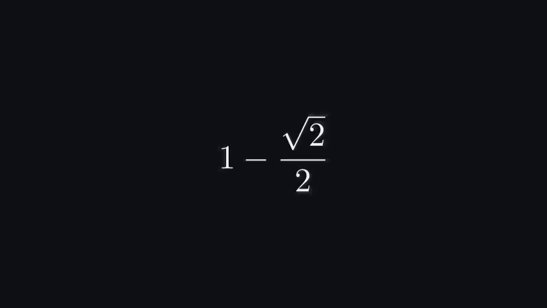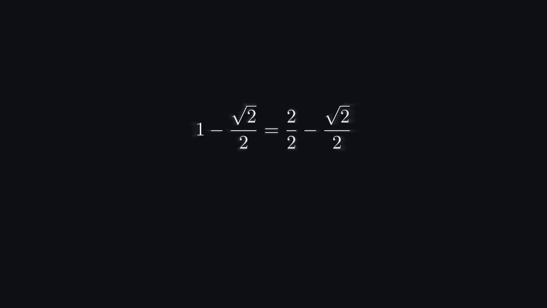Now simplify the numerator carefully. We write 1 as 2 over 2, so the numerator becomes 2 minus the square root of 2 over 2. 1 minus the square root of 2 over 2 equals 2 over 2 minus the square root of 2 over 2, which equals 2 minus the square root of 2 over 2.